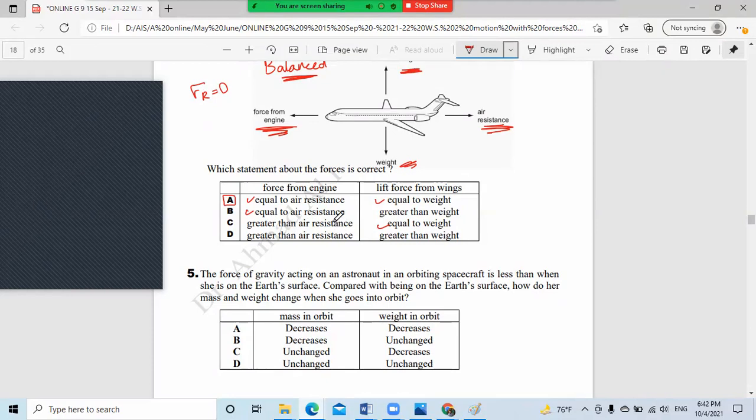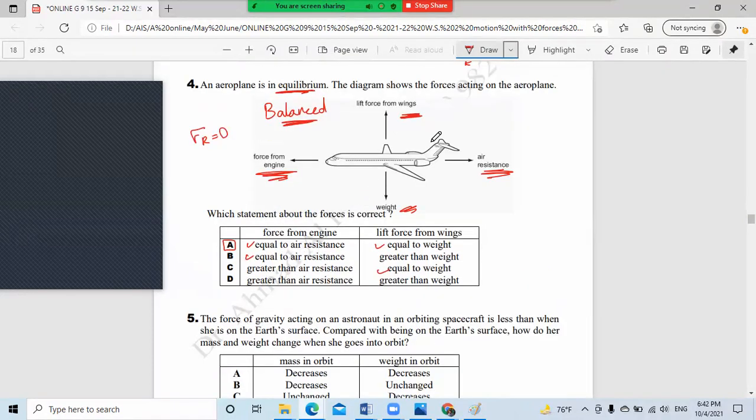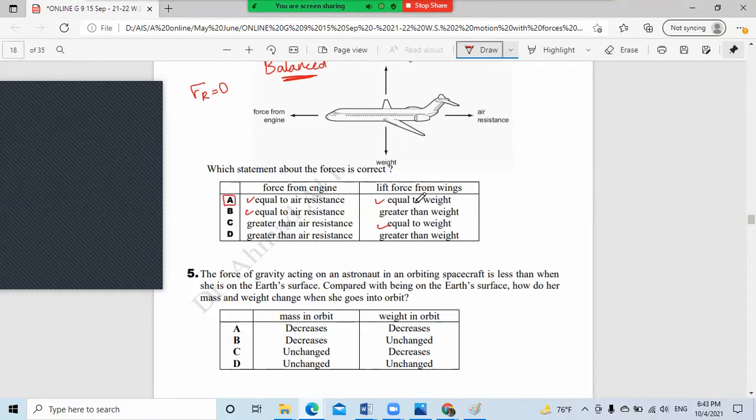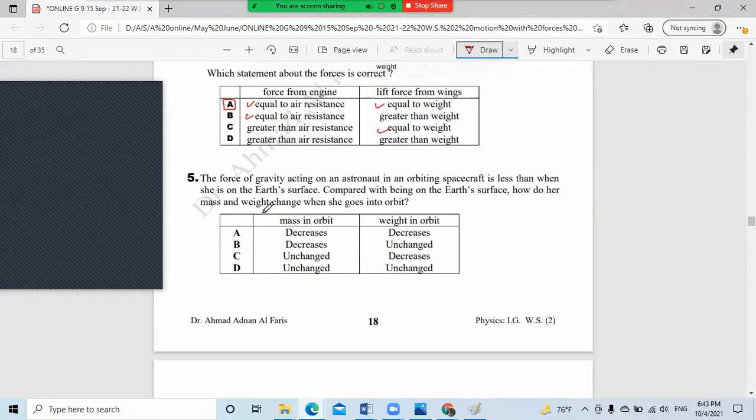So the answer is A. A student asks: but sir, how does the airplane fly? Of course it flies. There was a resultant force; the engine force or lift force was more than the weight and the air resistance. There was more, that's why it's going up. But after it reached a high altitude, it reached a constant speed. Now, because it's moving at constant speed, it doesn't accelerate or decelerate. So the resultant force is 0. Good? So the answer is A.